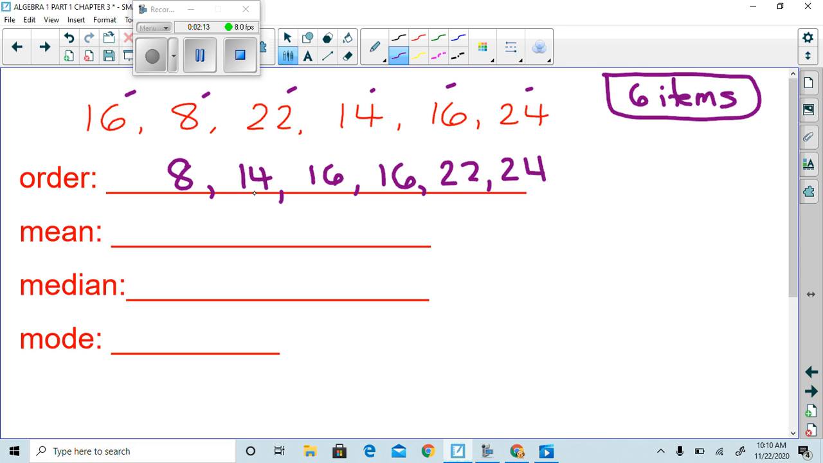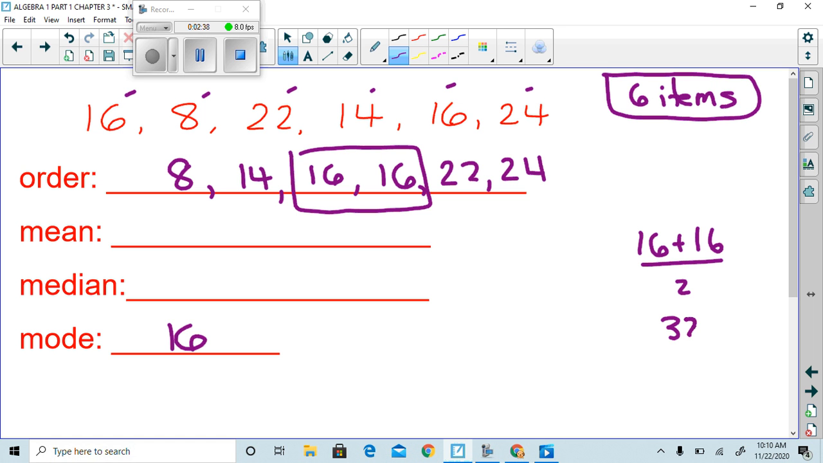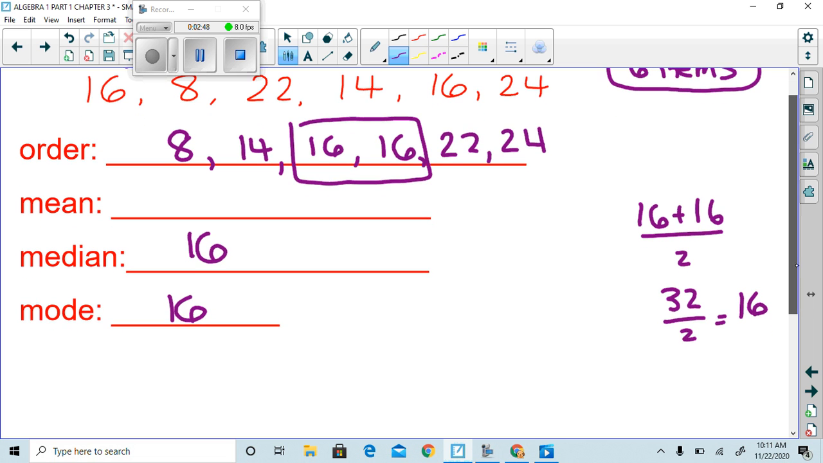Now that I have that in order, I like to do the easier ones first. I'm going to go with mode. I look across and I see that the 16 is repeated, so 16 is my mode. I'm now going to look at my median. Well, when there were 6 items, I said we need to take those 2 numbers in the middle. Now this one happens to be easy because it's the same number. If I took them and added them and divided by 2, this one can't get any easier. My median is 16.